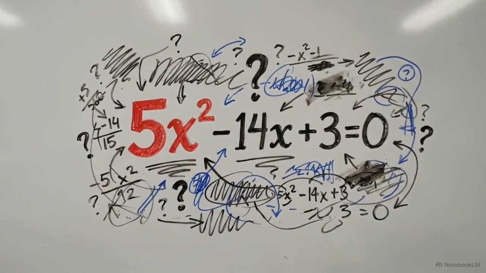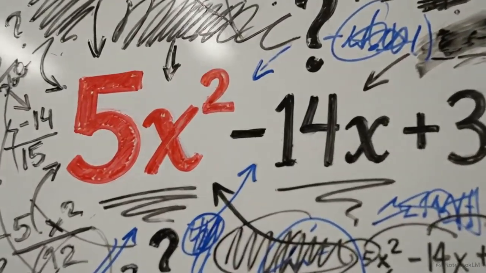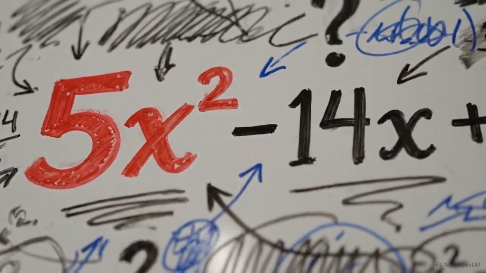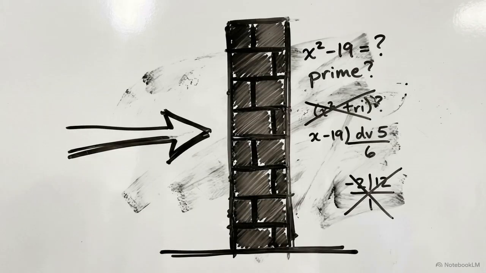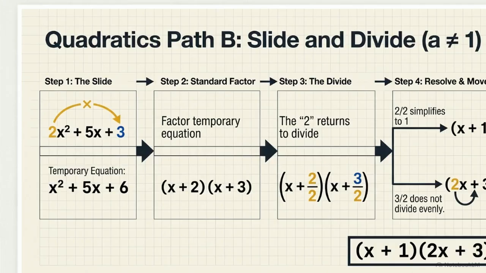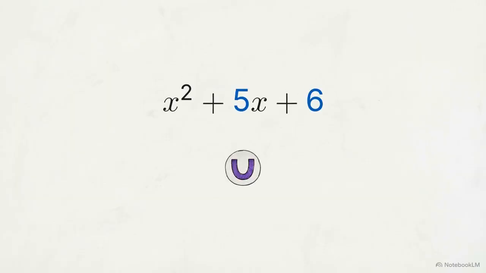Sometimes you hit a specific mathematical roadblock, a quadratic expression where the leading coefficient is greater than 1. This makes the standard way of finding factors much more difficult. To handle this, we use slide and divide. In the first step, you temporarily slide the leading number across the equation. By multiplying it against the final term, you artificially create a simplified quadratic where the leading coefficient is 1. You then factor that simple expression normally.